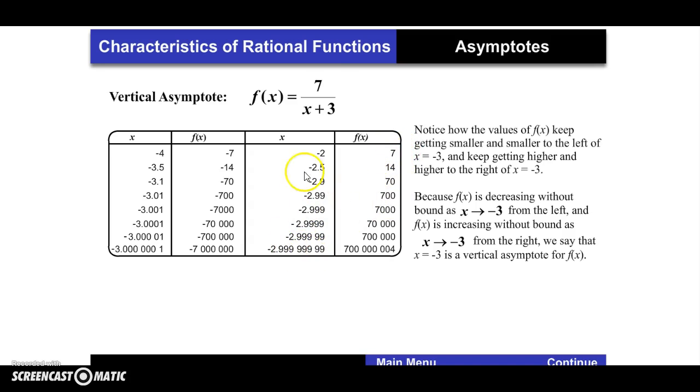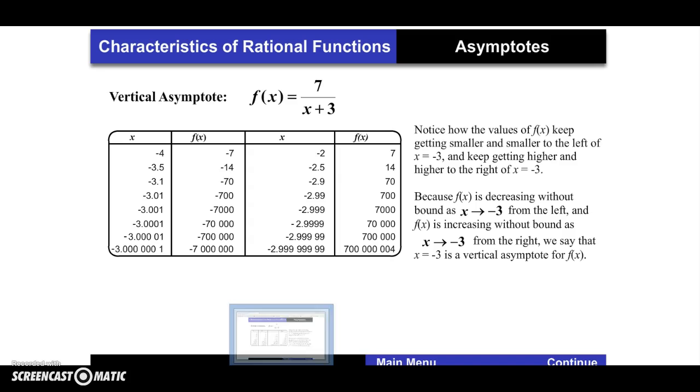And how do you get these numbers? Well, you just plug them into this equation here. 7 over -2 plus 3 is 7 over 1, which is 7. And as you make this closer to -3, so smaller, I guess, -2.5, -2.99, this gets bigger and bigger. F of x gets bigger and bigger.